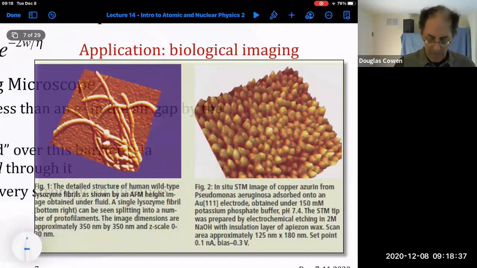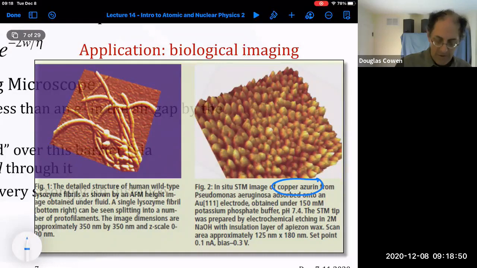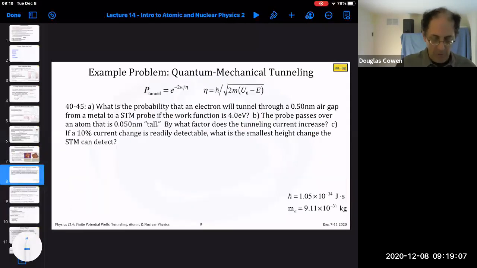And then on the right is an image of a molecule, copper azurin. I'm not sure I'm pronouncing that right. And this shows you how you can gain understanding and insight into reactions, in particular surface reactions, by figuring out what the surface actually looks like on the material that you're studying. So STM is a very powerful tool.